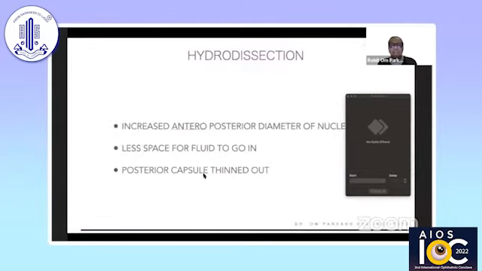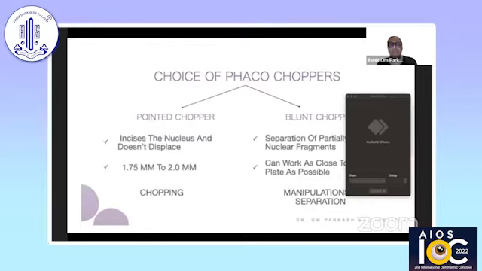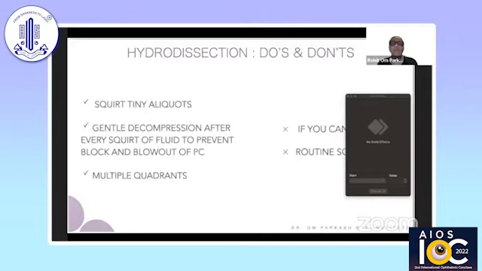Hydrodissection, we have to be wary of the fact that there is an increased anterior-posterior diameter of nucleus. There is less space for fluid to go in, and the posterior capsule is thinned out. So what do we do in hydrodissection? If I cannot see the posterior capsule, I rarely hydrodissect. If you have to, squirt tiny aliquots, do gentle decompression, and do it in multiple quadrants, this hydrodissection with tiny aliquots.